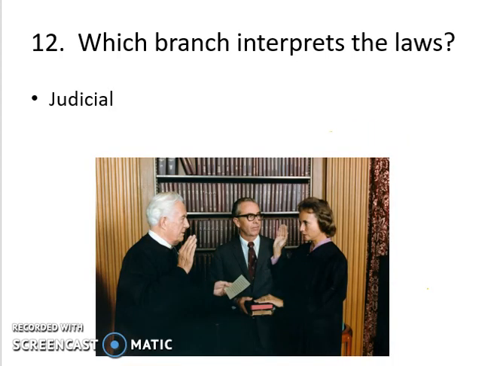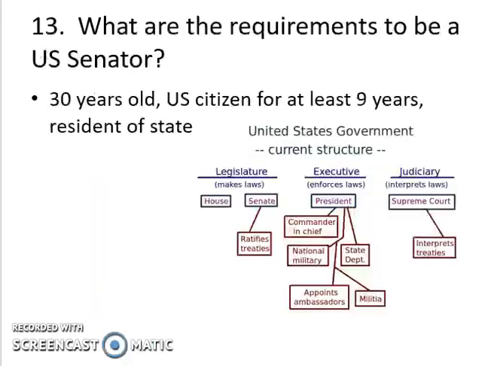The next question, question 12, is which branch interprets the law? It's the Supreme Court that's the head of the judicial branch, but it's the judicial branch that's going to actually interpret whether laws are legal or illegal based on the Constitution. Nothing can be in violation of the United States Constitution. So this is the swearing in of Sandra Day O'Connor.